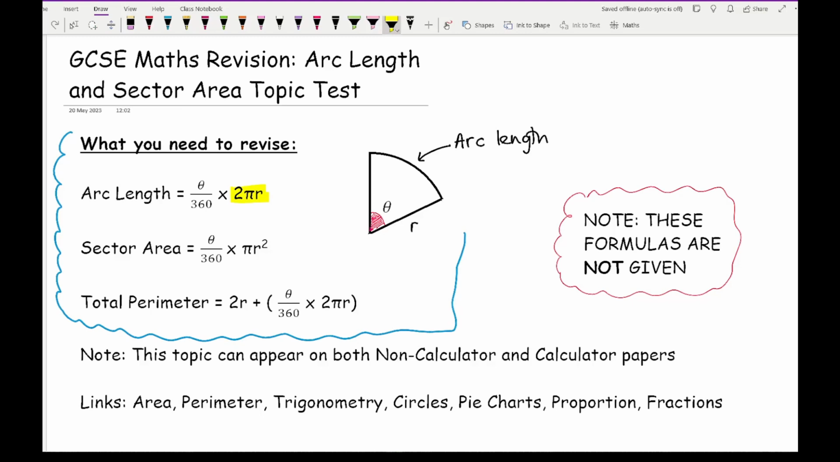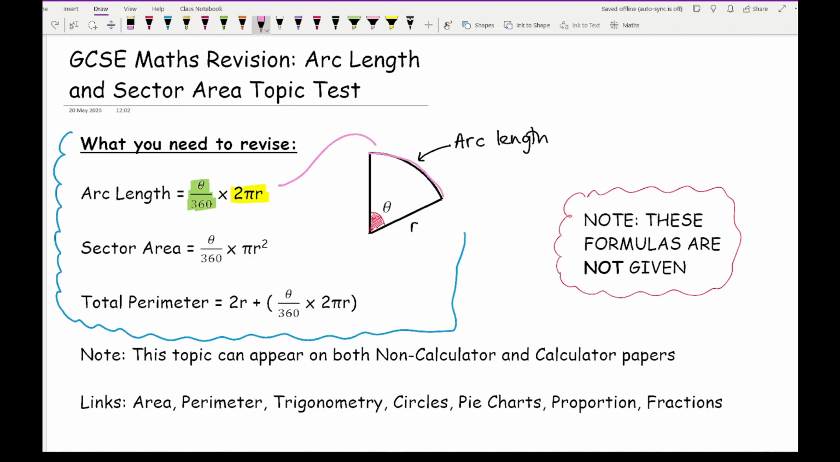So you tend to find that with arc length the radius version of the circumference of a circle is going to be given. Then once you know that it's connected to the circumference, the only thing you then need to revise or remember is this theta over 360, which is basically the proportion of the circle that the sector is part of. Now remember that the arc length is just the part of the circumference, not the entire perimeter of the shape.